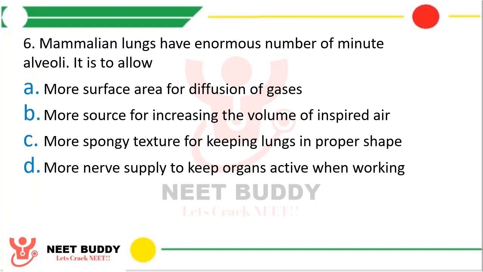Number 6. Mammalian lungs have enormous number of minute alveoli. It is to allow option A, more surface area for diffusion of gases, option B, more space for increasing the volume of inspired air, option C, more spongy texture to keep lung in proper shape, or option D, more nervous supply to keep the organ intact when working. What is the main reason behind presence of enormous number of small alveoli? The correct answer is option A, to increase the surface area for diffusion of gases.